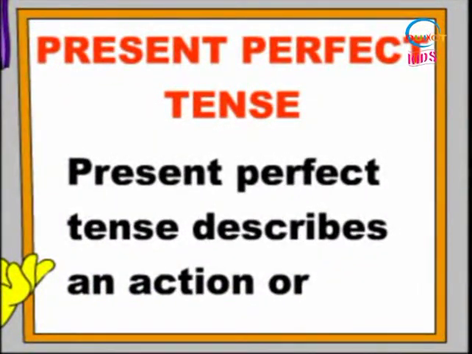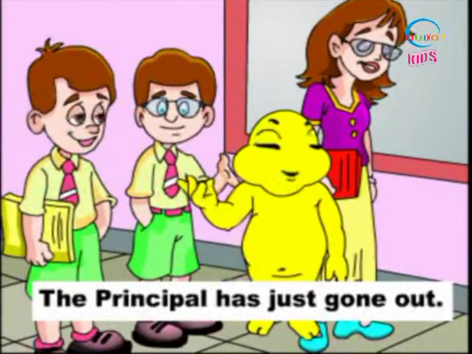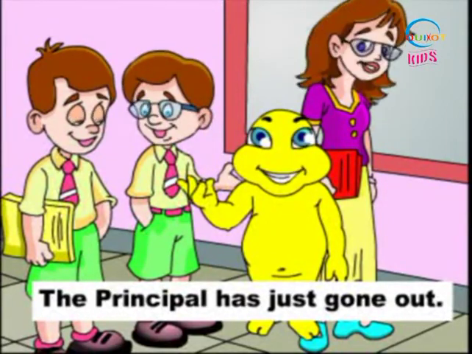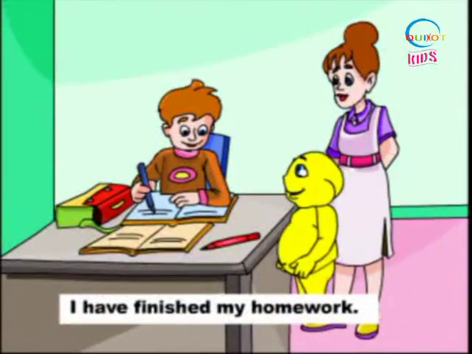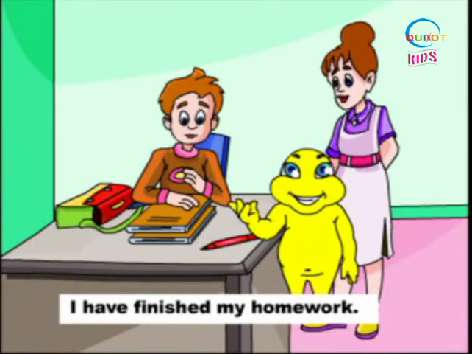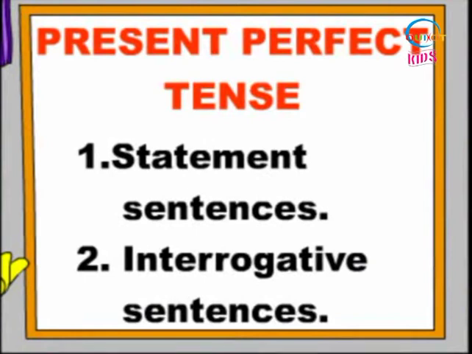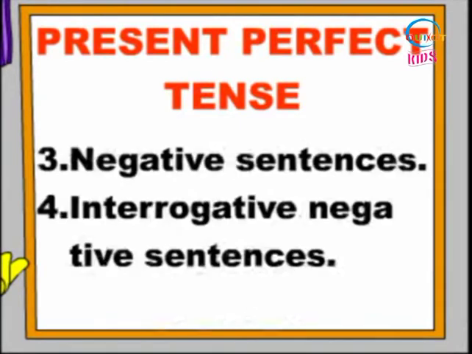Present perfect tense. Present perfect tense describes an action or activity completed in the immediate past. Examples: The principal has just gone out. I have finished my homework. There are four types of sentences under this tense: 1. Statement sentences. 2. Interrogative sentences. 3. Negative sentences. 4. Interrogative negative sentences.